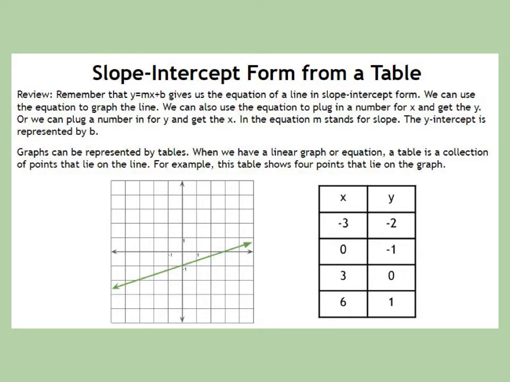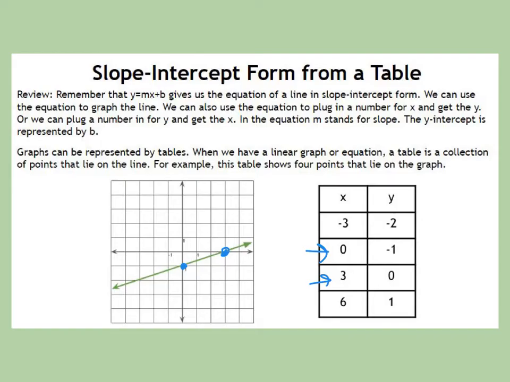Graphs can be represented by tables. When we have a linear graph or equation, a table is a collection of points that lie on the line. For example, this table shows 4 points that lie on the graph. So you can see we have the point 0, comma, negative 1. That point lies right here. We have 3, comma, 0. That one's right there.